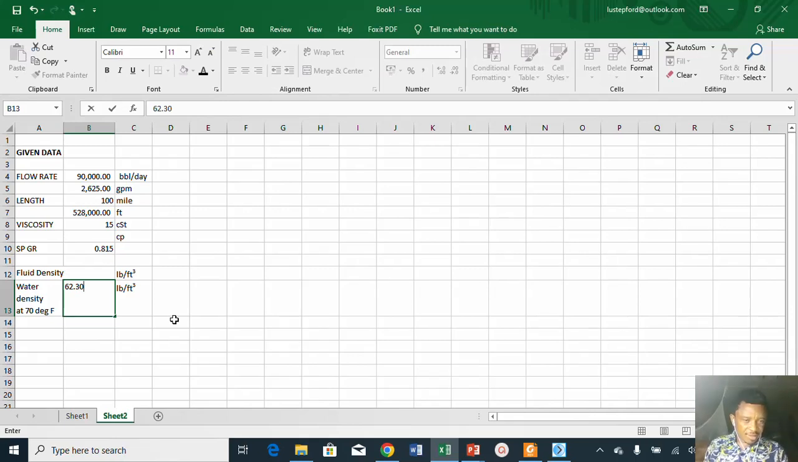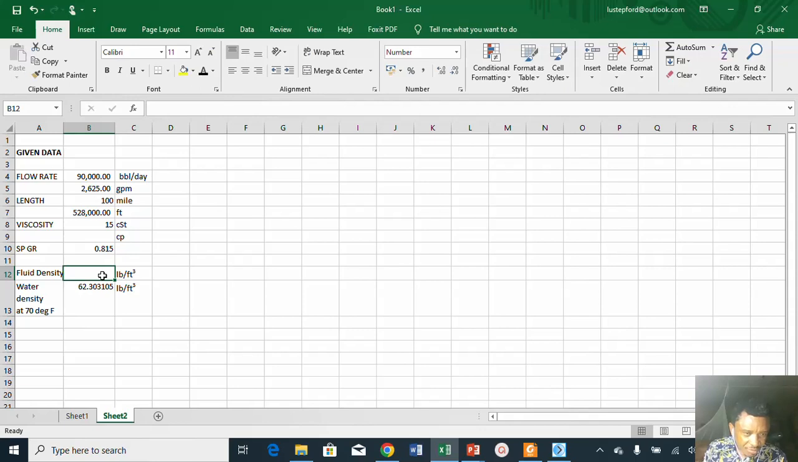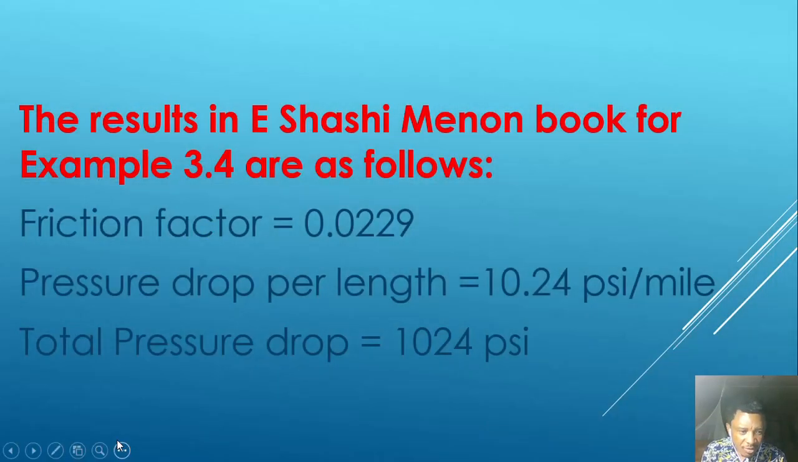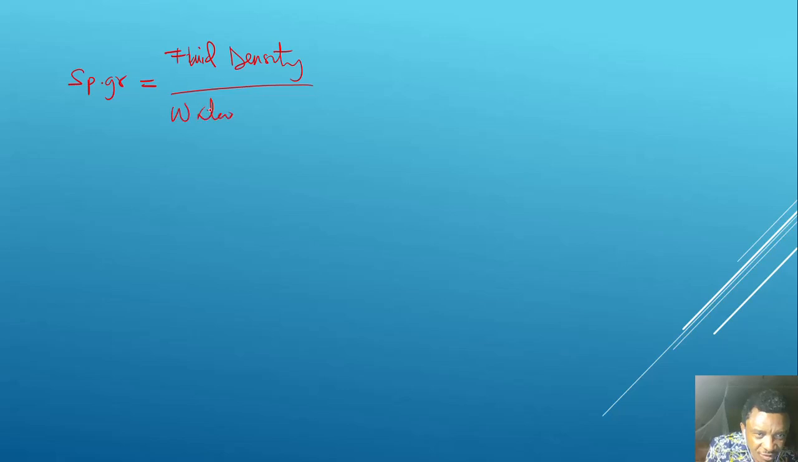Let's say 303,105. Now the density, let me go back to this. Now the density, specific gravity is the same thing as the fluid density divided by the water density.